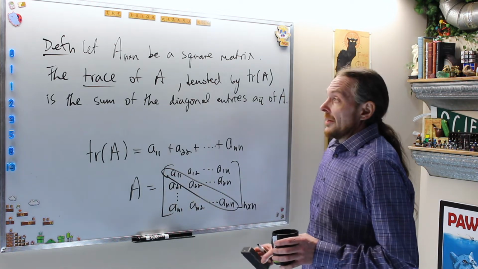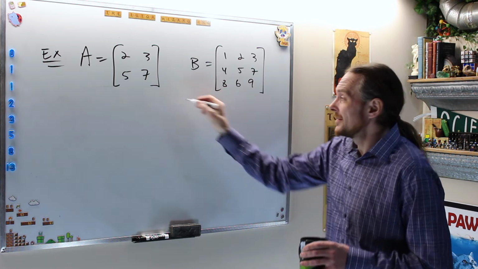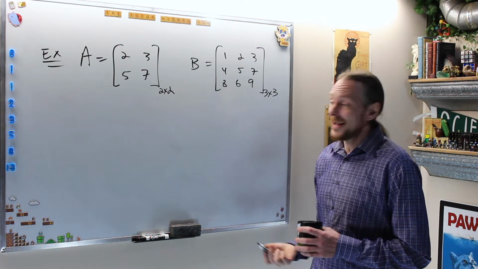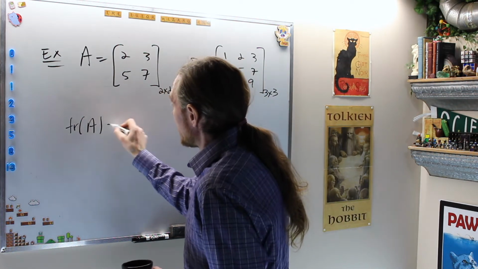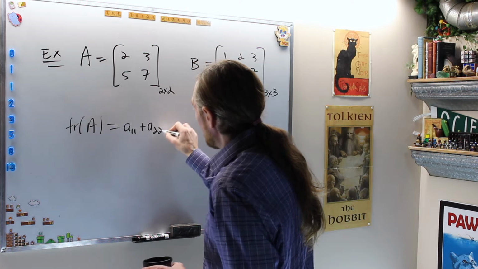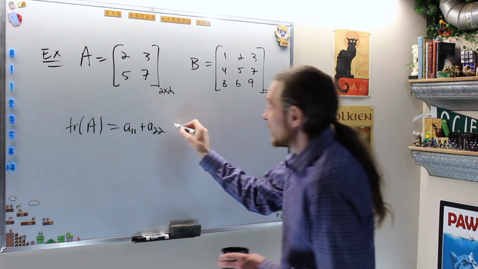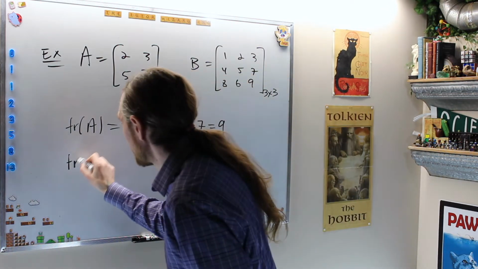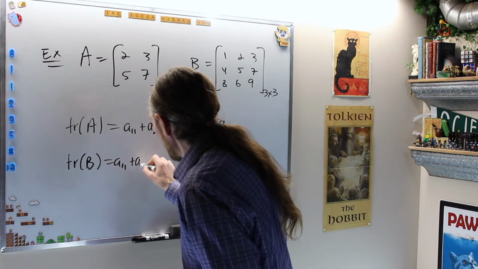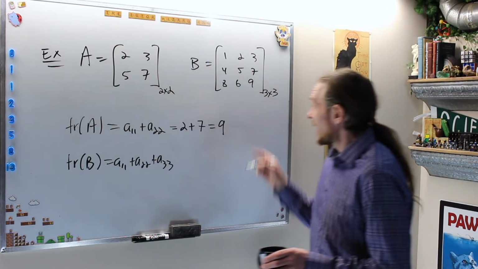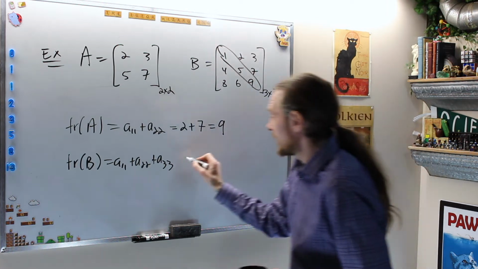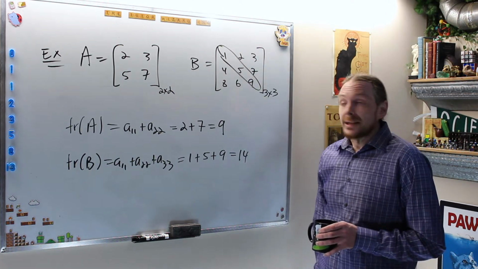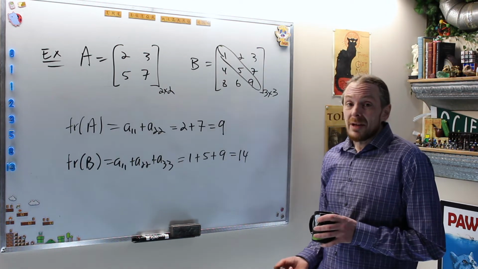As an example, here's one baby example. I have these two matrices, A and B. A is 2 by 2 and B is 3 by 3, so they are both square, so the trace is defined. If I want the trace of A, this is equal to A11 plus A22, the sum of the diagonal entries, which in this case is 2 plus 7, which is 9. The trace of B is equal to A11 plus A22 plus A33, which this time is 1 plus 5 plus 9, which is 14. The trace of a matrix is the sum of the diagonal entries of that square matrix.